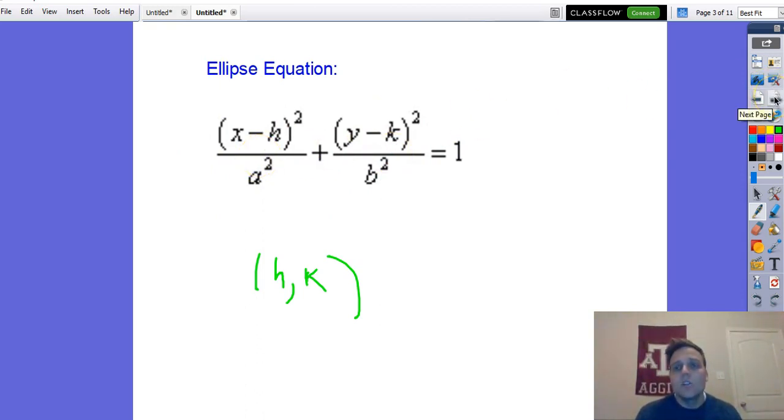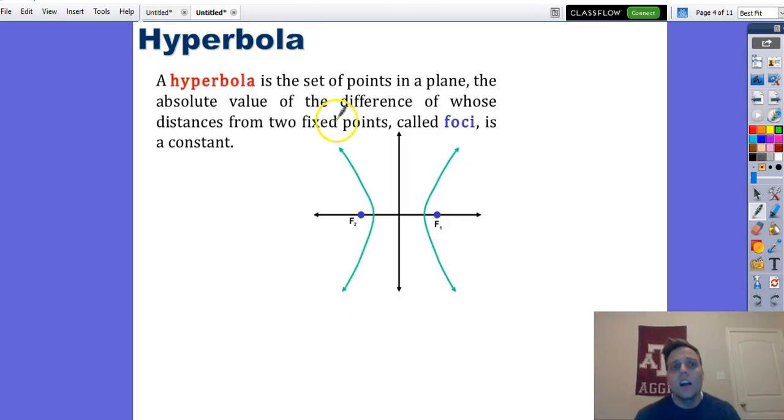So let's go to our next conic. Right now I'm just going to give you a brief overview of what each conic is. I'm going to tell you the definition, and then I'm going to show you the equation. Our next conic is going to be a hyperbola. A hyperbola is the set of points in a plane, the absolute value of the difference of whose distances from 2 fixed points called foci is a constant. So this is what a hyperbola looks like. You really do need to memorize this definition.